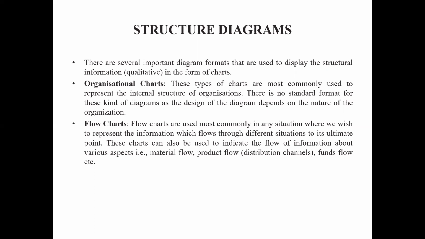Then you have flow chart, information flow. So when you want to talk about information flow, that is called flow chart. Flow charts are used most commonly in any situation where we wish to represent the information which flows through different situations to its ultimate point. So if you want to show information flowing from principal to the administrative staff, administrative officer to the group C or group D category employees, you can show the information, and that would be called a flow chart.